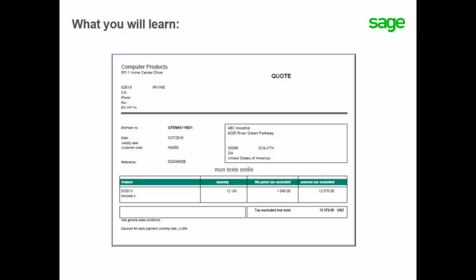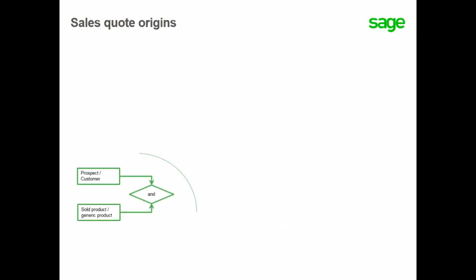In this topic, you will learn how to create a sales quote. A quote can be created in one of two ways. First, a quote can be created manually via the quote function, and second, a quote can be attached to a project. In this case, the quote is created in the projects function of the CRM module.